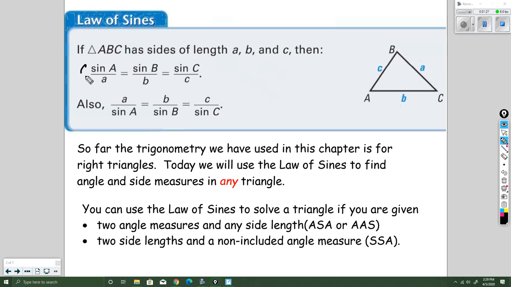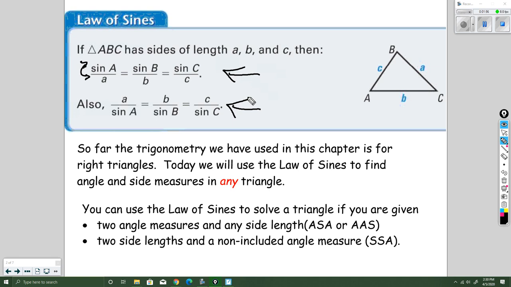Also, of course, we could write down the inverse. We could have a over sine of angle A, b over sine of angle B, c over sine of angle C. But we're not really going to use that. There's no point in memorizing both of them or using one over the other. You use whichever one you want to use, it doesn't really matter. I would just be consistent.